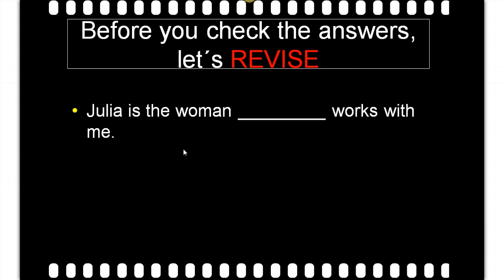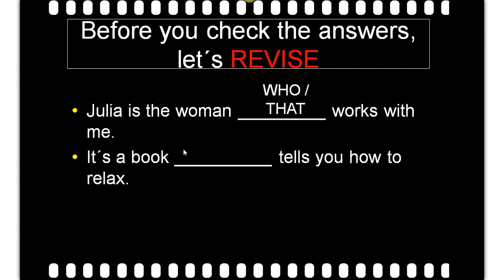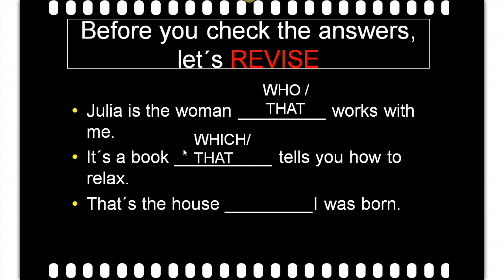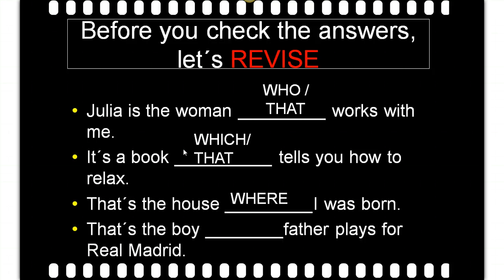Julia is the woman who works with me. I need a relative pronoun that refers to the woman: who or that. It's a book that tells you how to relax. Referring to the book, I need which or that. That's the house I was born in. That's the house, it's a place. So that's the house where I was born.